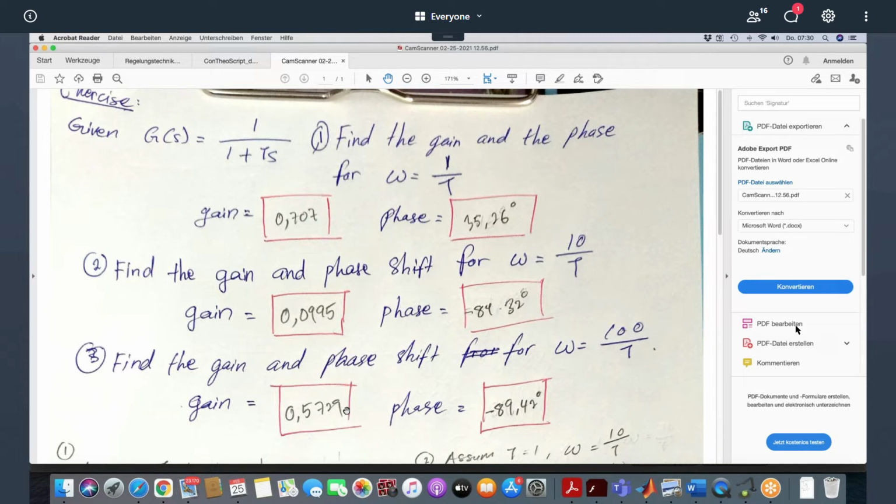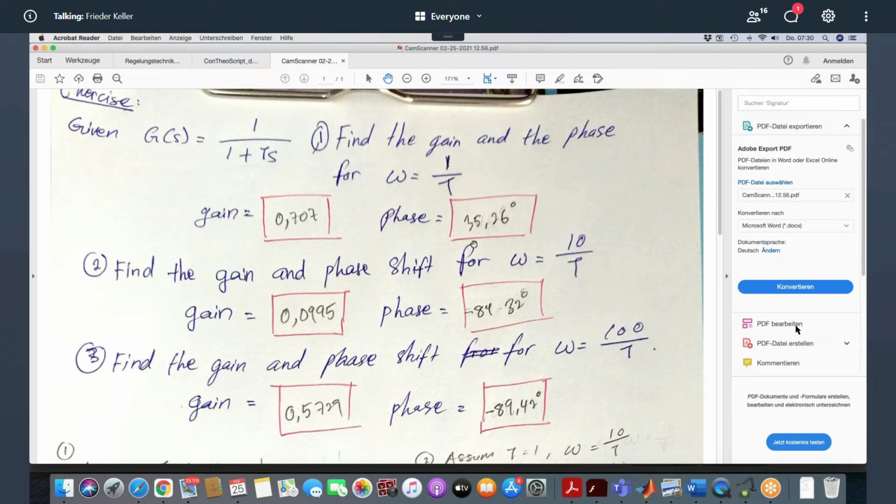Because, yes, see, frequency is always increasing: 1 over T, 10 over T, 100 over T. And the gain is here reducing from 0.707 to 0.0995. And then it should further decrease if we are coming to even higher frequencies, because it's a low pass. The higher the frequency, the smaller must be the gain.